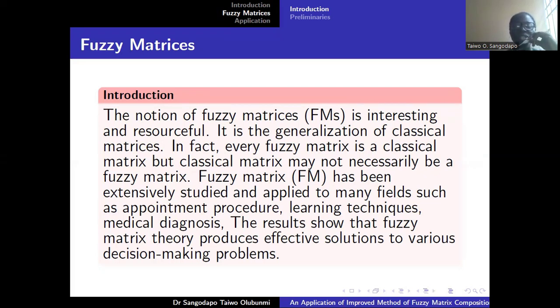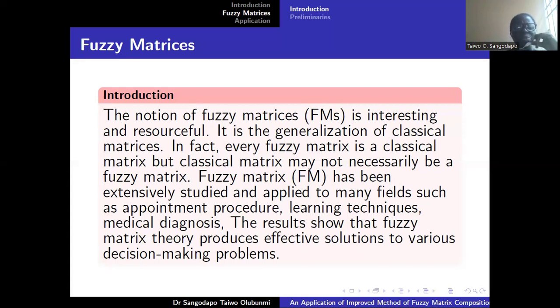It is the generalization of classical matrices, as I've said. In fact, every fuzzy matrix is a classical matrix, but the converse is not true. It's not necessarily true for a classical matrix to be a fuzzy matrix.